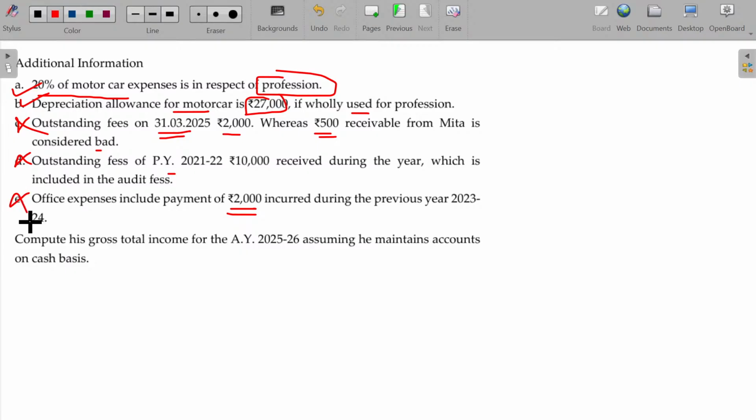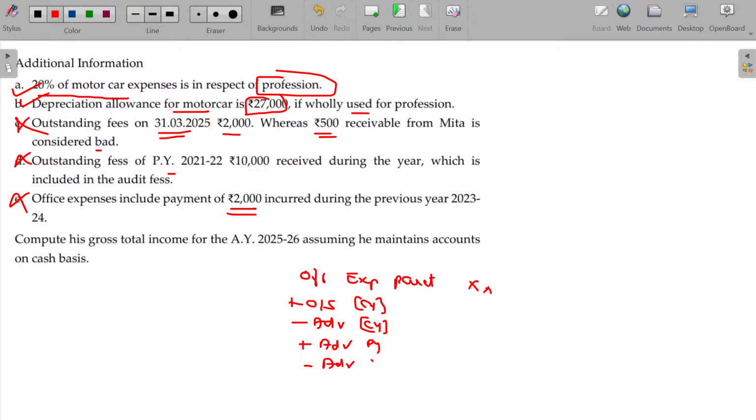Okay, previous year 23-24, sir, it was already spent in the previous year. Related to this current year, can we deduct? So what do we usually do? Office expenses paid, add outstanding of the current year, less advance of the current year, add advance of the previous year, less advance of the current year. You have to do all these things.